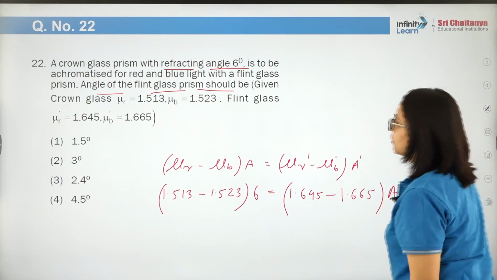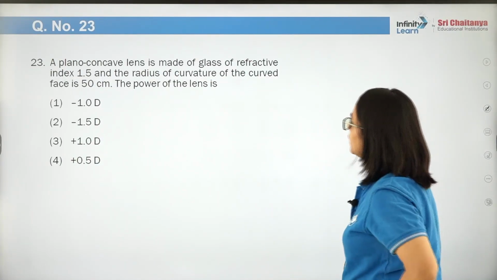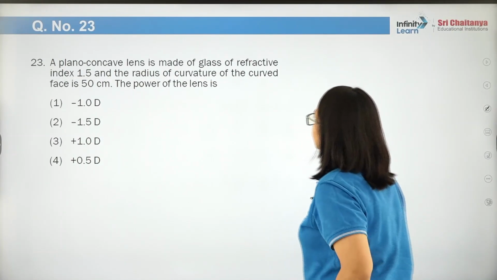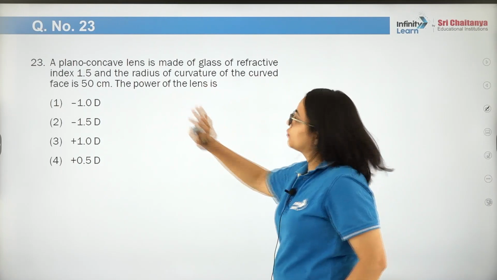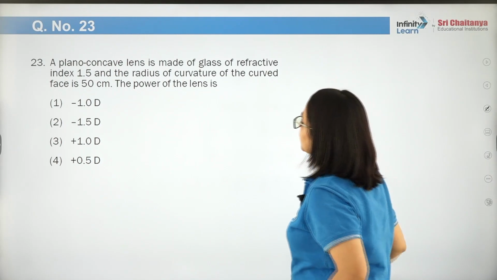So after solving this one, you will get angle of prism as 3 degree. Question number 23. The plano concave lens is made of glass of refractive index 1.5 and the radius of curvature of the curved face is 50 centimeter. The power of the lens is.